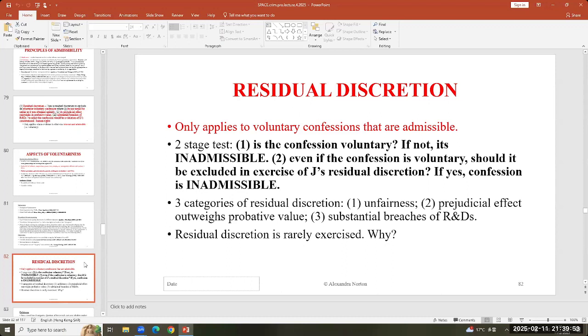Another example is where the rules and directions don't apply. Remember, the rules and directions only apply to law enforcement officers. So if the confession is given to someone who's not a law enforcement officer, the rules and directions don't apply, we might be looking to exercise the residual discretion maybe for unfairness, right? If you trick your friend into confessing, you're not a person in authority. It, strictly speaking, doesn't come within the definition of voluntariness. So maybe it's a case for residual discretion.